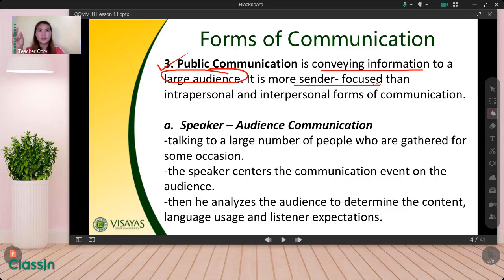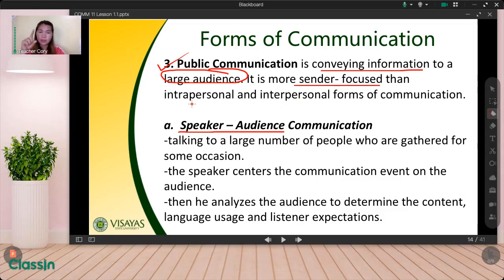Okay, usually this is done when, for example, one is the guest speaker and he or she is speaking to an audience, or like when you are in front discussing about something to a large audience. So that's a public communication. It's center focused. Okay, so it's not really a two-way communication. It's usually one way because it's only the speaker who talks to the audience.